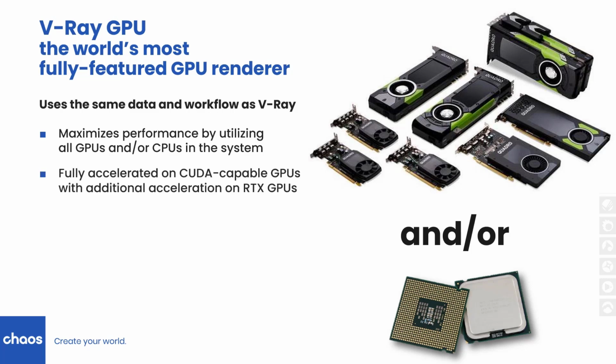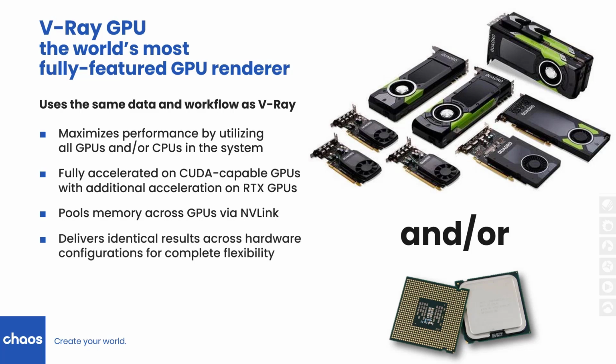As I mentioned, we're fully accelerated on CUDA, so all the generations of NVIDIA hardware, and then we take extra advantage of the latest RTX GPUs. V-Ray GPU is the first renderer to take advantage of NVLink, and we support all of its permutations today, allowing you to pool the memory across GPUs for handling the largest scenes.